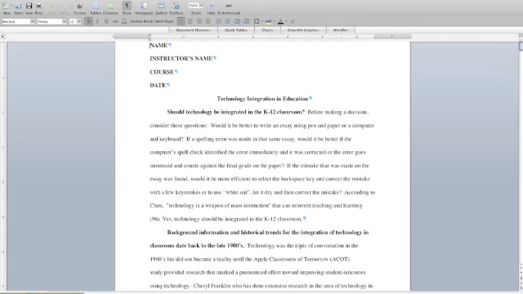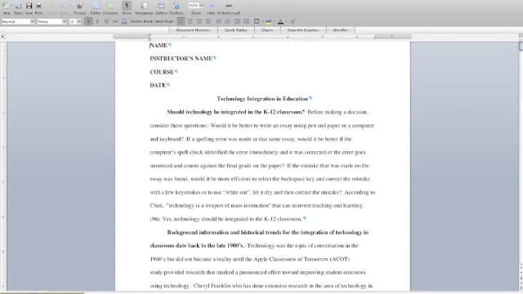Let's take a look at this first introductory paragraph. This paragraph begins with a question, and if you haven't had a chance to look at the directions for the research paper, the questioning technique is required for the very first paragraph. It begins with the research question that you're attempting to answer. This particular research question is, should technology be integrated in the K through 12 classroom? If you haven't formulated a question for your research paper yet, you do want to have a particular question that you are attempting to answer.